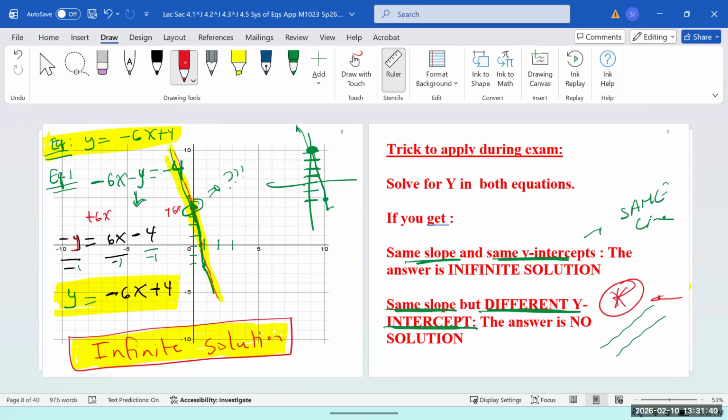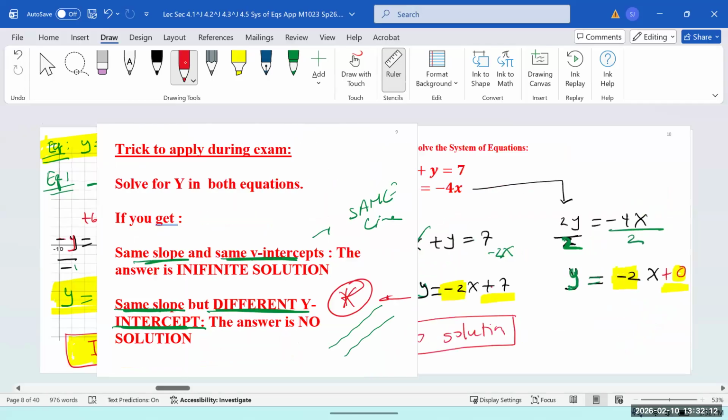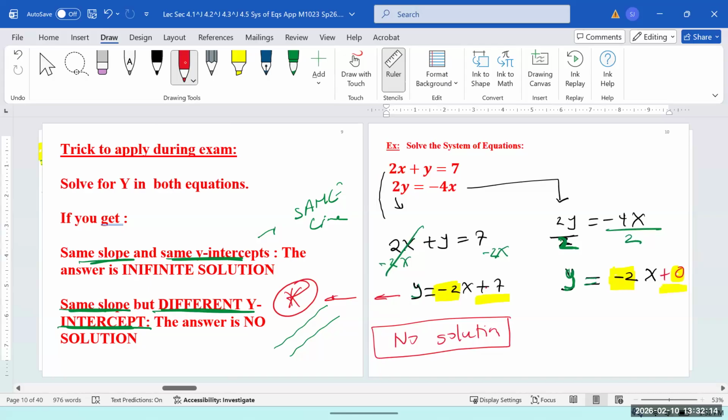When you solve for y, if you have the same slope and the same y-intercept, it means you have the same line, so you have infinite solutions. And if you have the same slope with a different y-intercept, it means they are two parallel lines, so there is no solution. So this is the trick to replace the graphing method. Now, you don't have to use this trick because we have more methods.